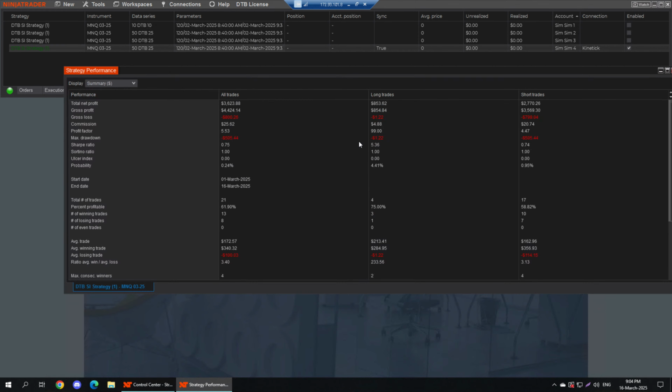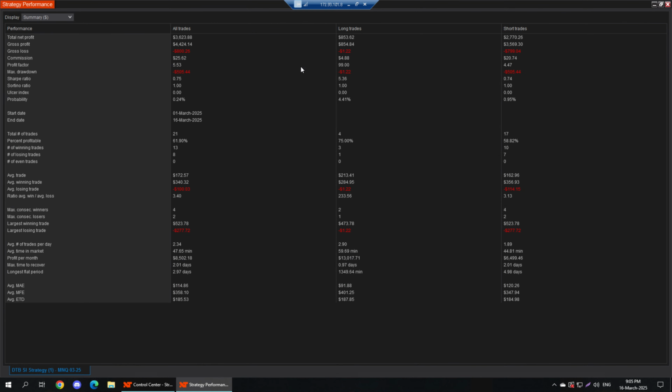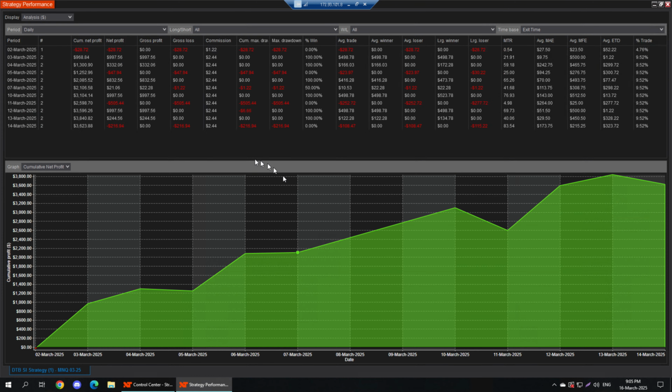Oh my God. See, I don't know. I'm sorry. So I guess the lesson here is restart NinjaTrader often. If something doesn't look right, just restart it so that it can refresh.